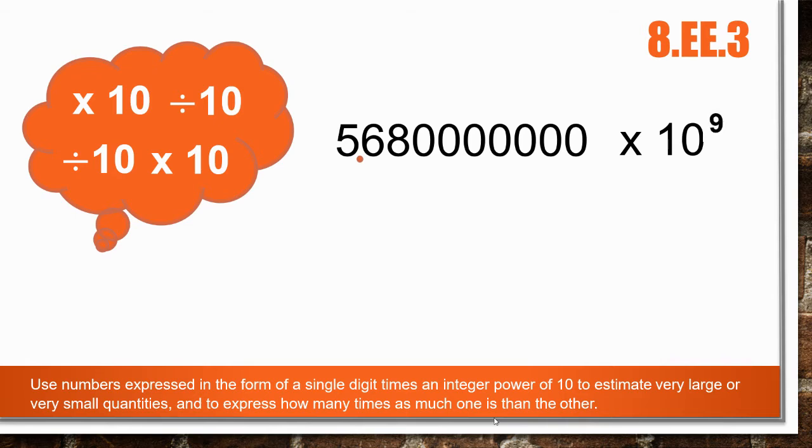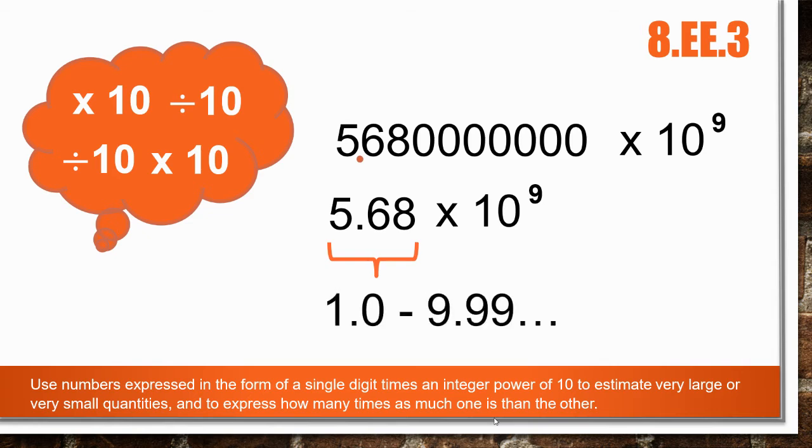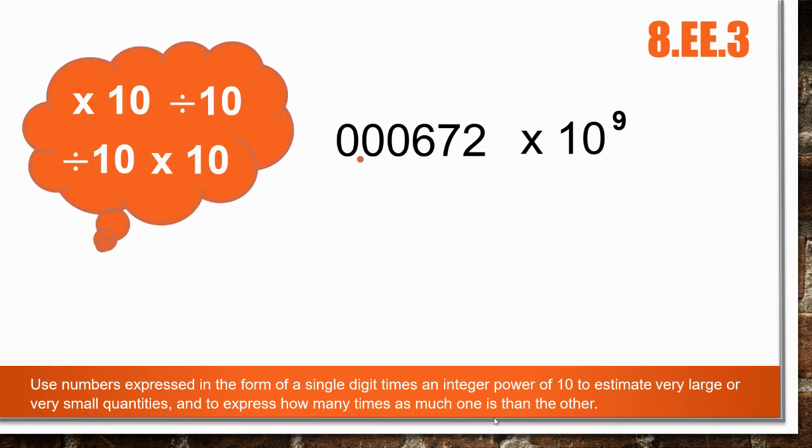We are there. Now you say, well, how do we know that we're there? Well, this is 5.68 times 10 to the 9th power. The way that we know that we're there is this number has to be between 1 and 9.9999999. That's what the 3 dots, the ellipsis, stands for. Okay, well, let's look at this number. So let's see what place that is. Tenths, hundredths, thousandths, ten-thousandths, hundred-thousandths. This is 672 hundred-thousandths. Wow.